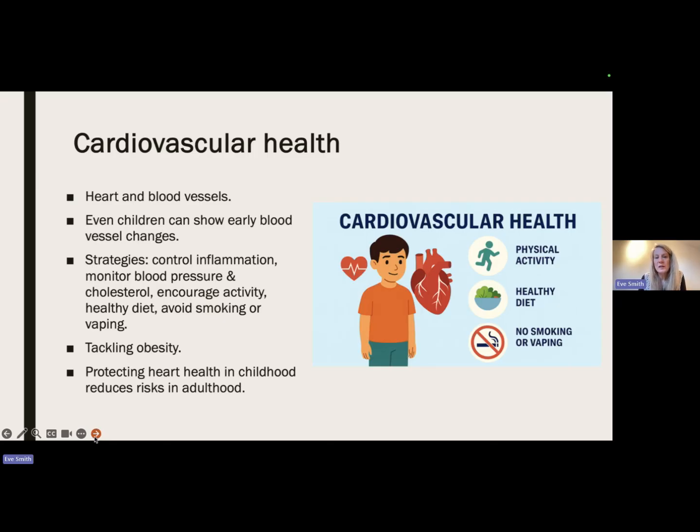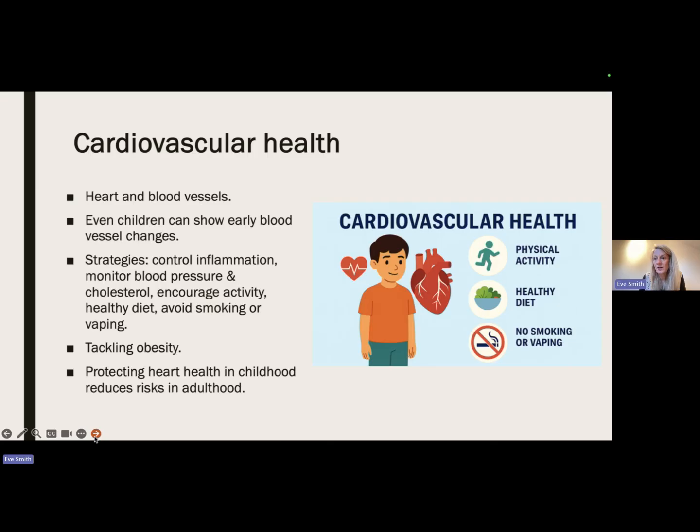And we know that in children, from things like doing special scans of the blood vessels, looking at the flow of blood across the blood vessels, looking at the thickness of the blood vessels, that in certain conditions, particularly ones where there's a lot of inflammation, blood vessels are affected. The things that we can do to try and counteract that are, one, obviously controlling inflammation.